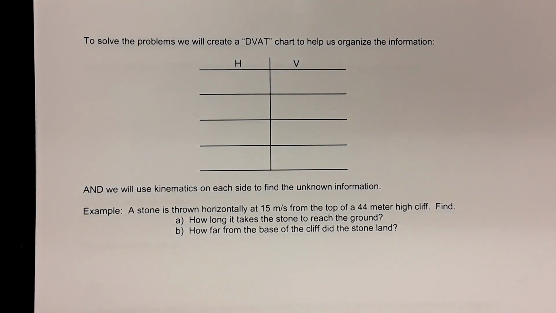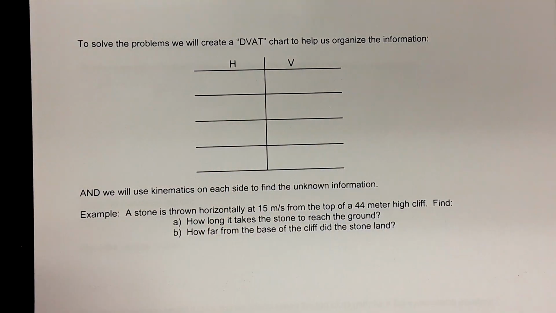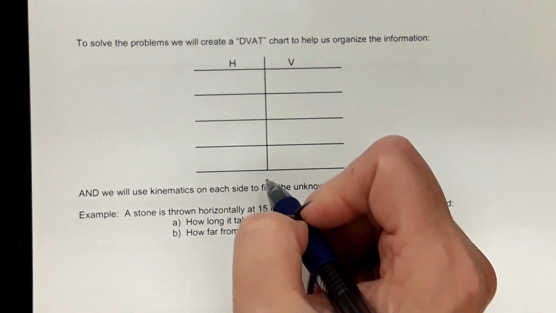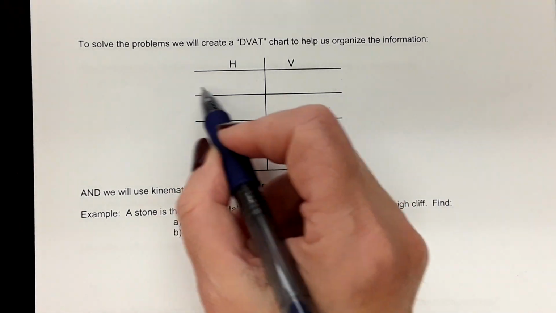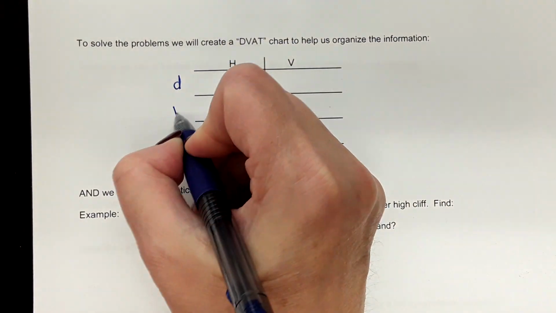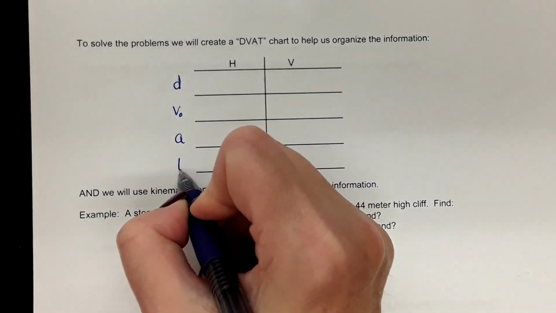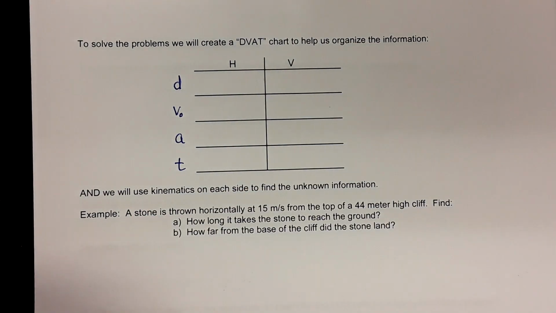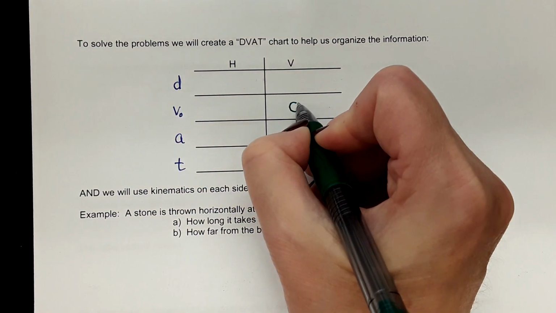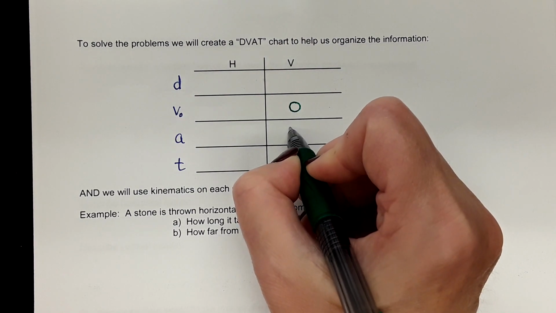Now, in order to help us solve the problem, I'm going to show you how to create a DVAT chart. One side's going to be horizontal, one side's going to be vertical, and you have a line for displacement, initial velocity, acceleration, and time. DVAT. See? DVAT chart. Now, before you start a problem, remember, if it's a half parabola, there are certain things you know that are always going to be true, and we can go ahead and put them on the chart. So I'm going to do that right now. On the vertical side, we know it starts from rest and accelerates down due to gravity.